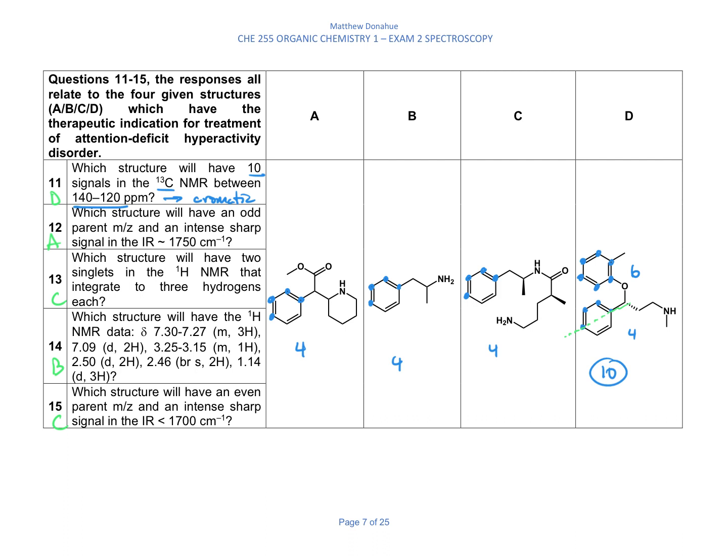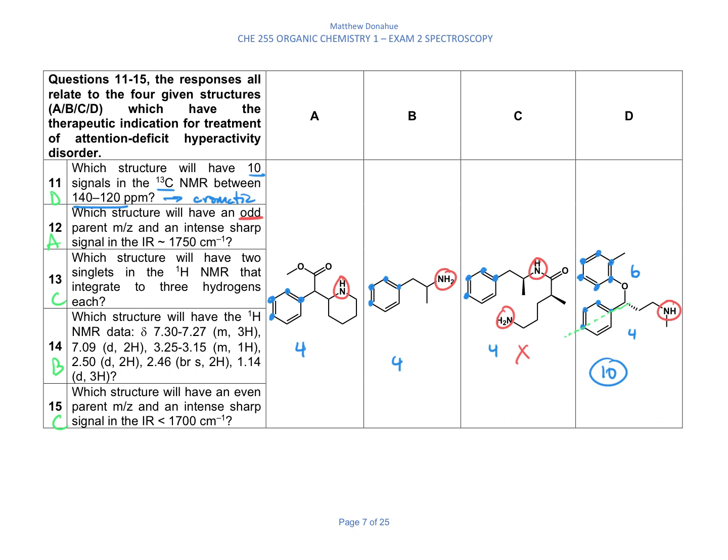Question 12, which structure will have an odd parent M/Z and an intense sharp signal in the IR at 1750 reciprocal centimeters? So odd mass. So we have 1 nitrogen that's in the running, 1 nitrogen that's in the running, 2 nitrogens, so it can't be that one, 1 nitrogen. So we're between A, B, and D just based off the odd mass.